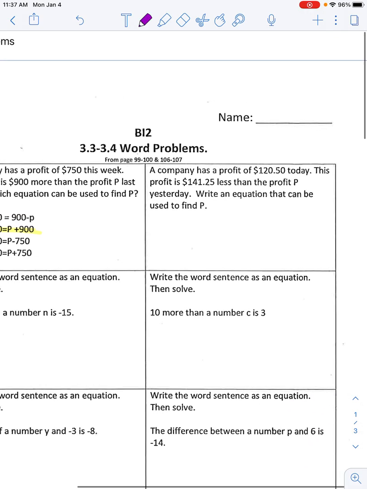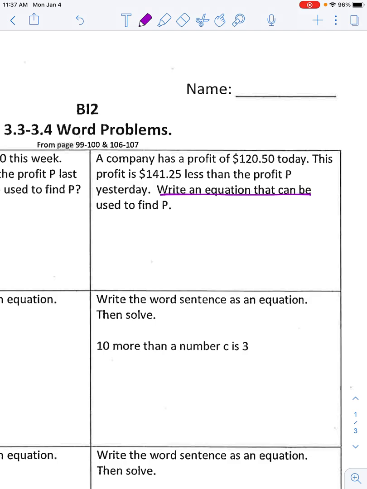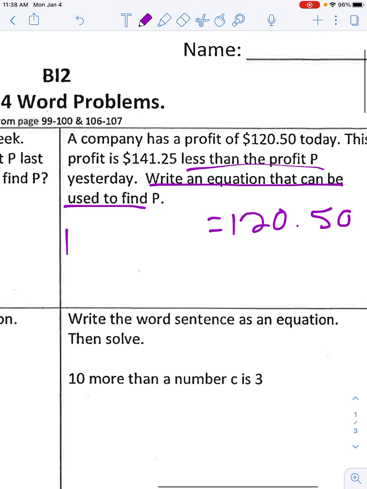On the second one, we're going to write an equation that can be used to find P. So it doesn't say write and solve, it just says write an equation, okay? A company has a profit of $120.50 today. So that's what it's going to equal. This profit is $141.25 less than P yesterday. So we're not sure what yesterday was, so it would be P minus 141.25. Okay, and again, remember subtraction, it has to be in the correct order.